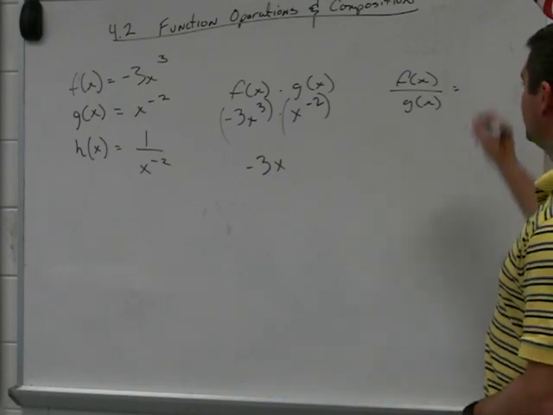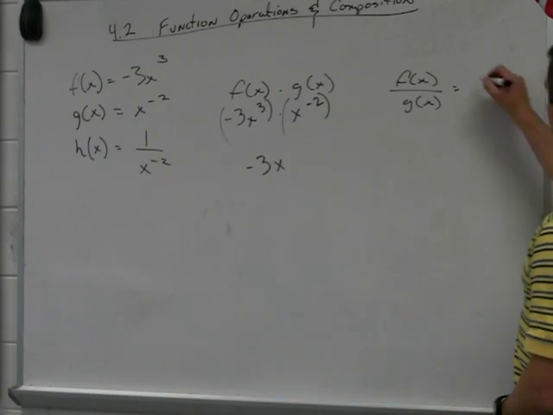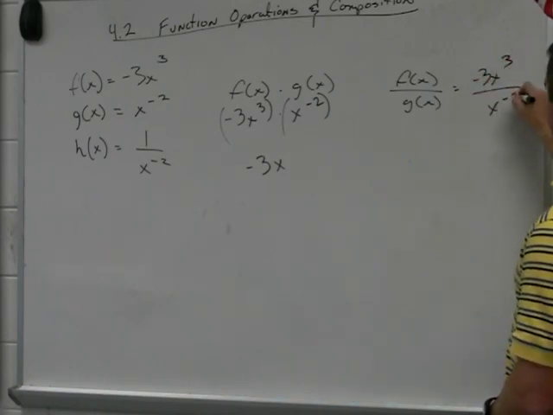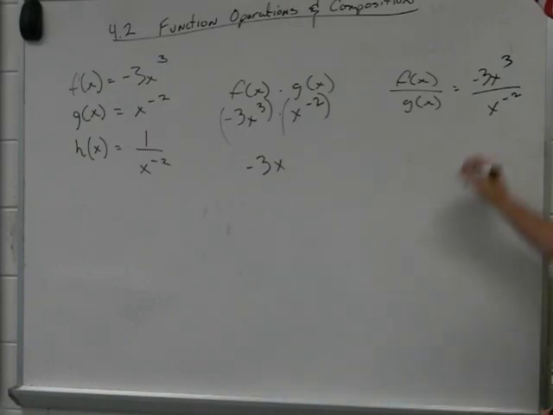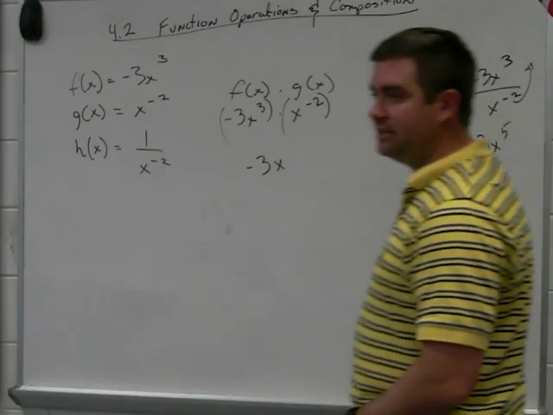All right, let's try this one. F of x divided by g of x. Well, that would be negative 3x cubed over x to the negative 2. What would that simplify into? Negative 3x to the what? To the 5th power. And you're done. The x to the negative 2 would have to come up to the top.